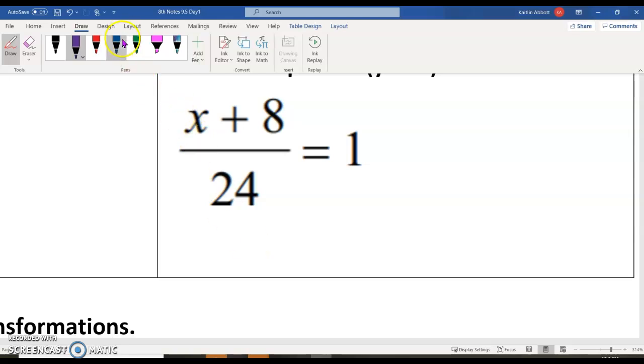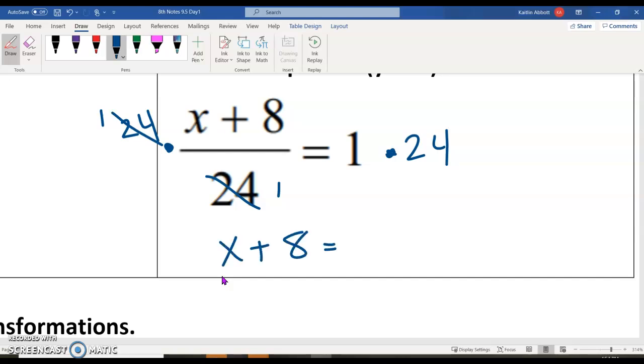Okay, welcome back. Hopefully you're done. Let's check your work. You saw that this was a fraction, so you should divide by, the fraction is division, so you need to do the opposite, which is multiply. So we're going to multiply by whatever's on the bottom. 24, multiply by 24. 24 divided by 24 gets us 1, so these cancel out, 1, 1. We are left with x plus 8 equals 1 times 24 is 24.